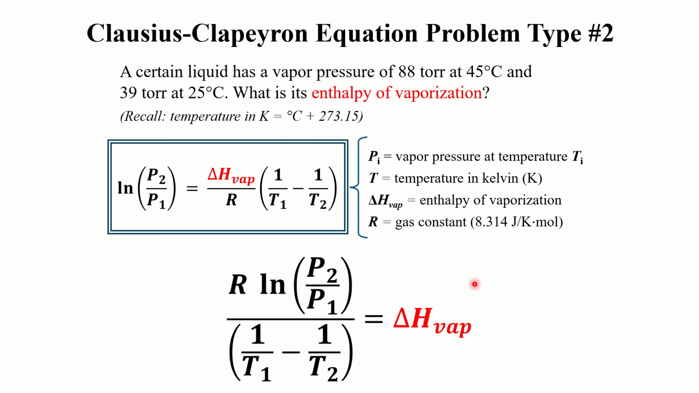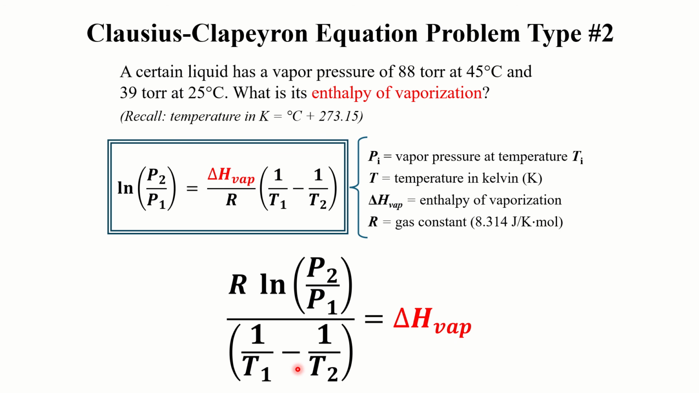I don't have the work written out for this problem type. I would encourage you to pause the video and give this one a try on your own. Use this version of the equation, so you're solving for delta H vaporization. You can plug in the gas constant R right here. Plug in your pressure values for P1 and P2, and plug in your temperature values for T1 and T2.